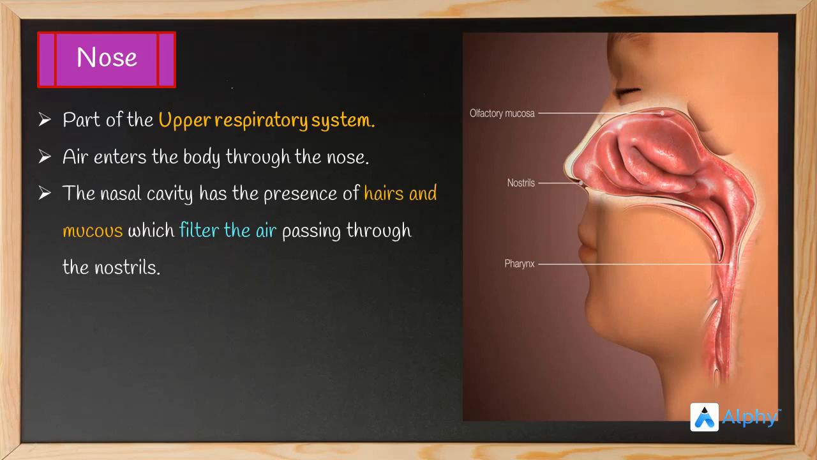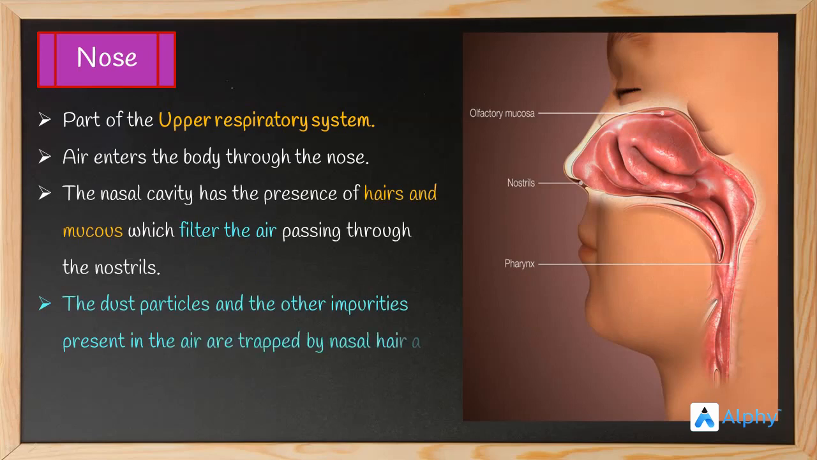The dust particles and other impurities present in the air are trapped by the nasal hair and mucus, so that only clean air goes into the lungs. Our mucous membrane and the hairs trap the dust particles and other foreign impurities, and allow only clean air to move into the lower respiratory tract, or we can say only clean air moves into the lungs.